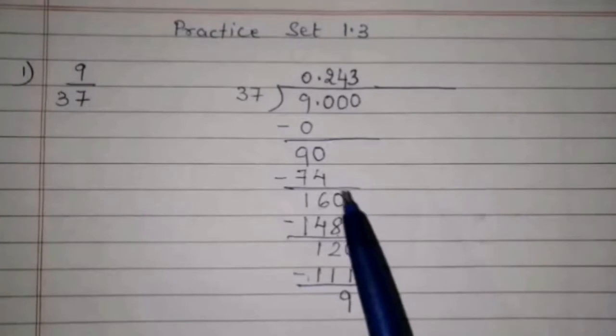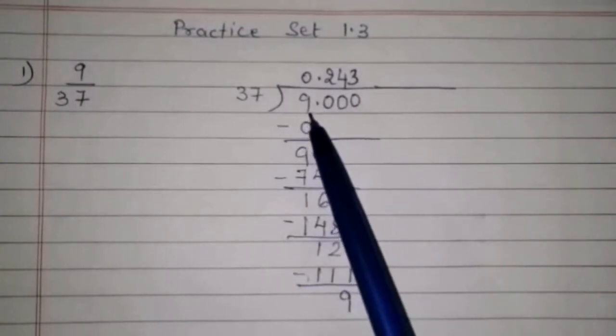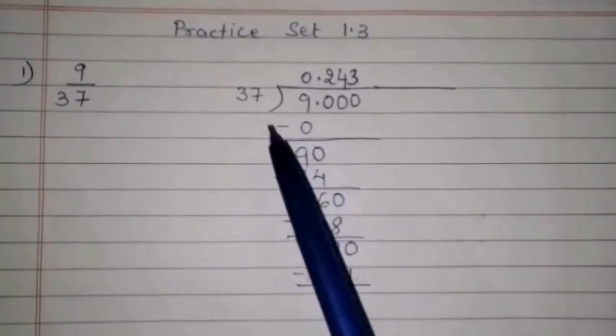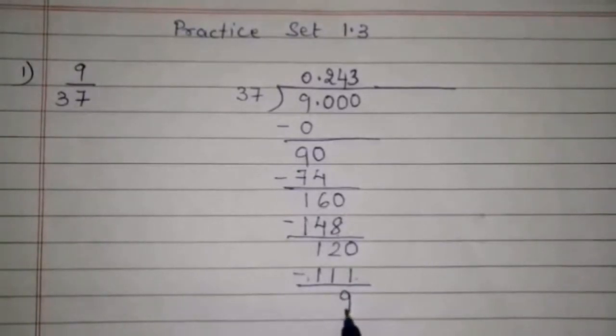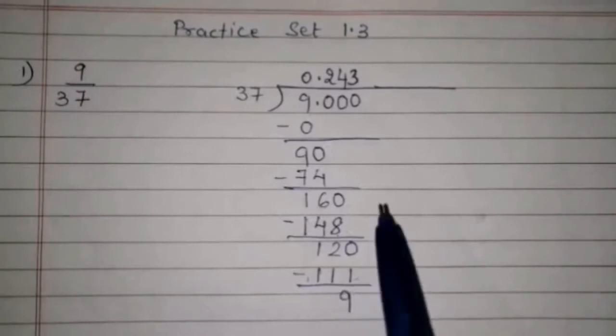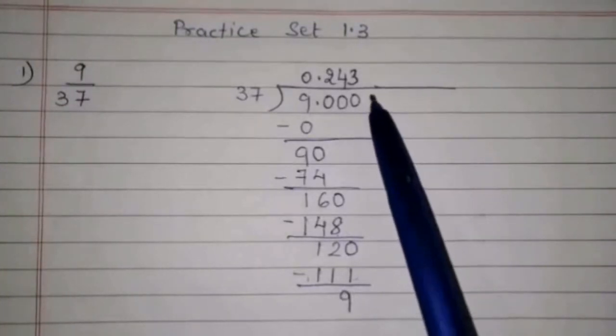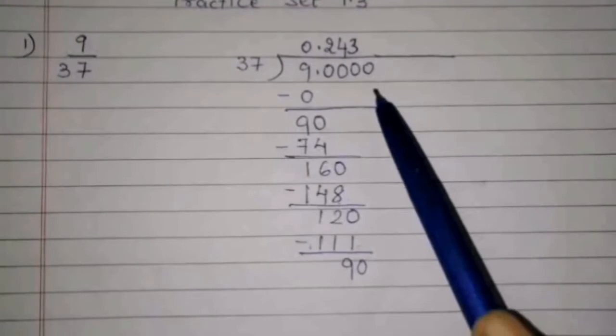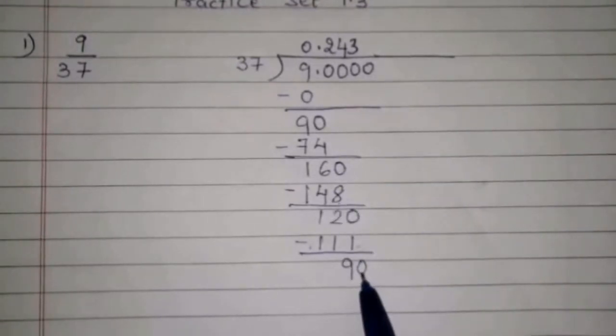When we begin with the division, there was 9 divided by 37. Again we got 9 over here. We have to divide by 37. So for that we have to take more 0 over here. We copy down that 0 over here. So again if we divide, it will go 2 times. So again subtract 74. We get 16. Again we put more 0 over here.